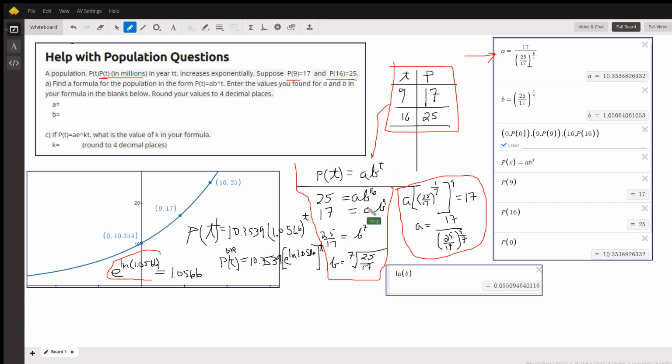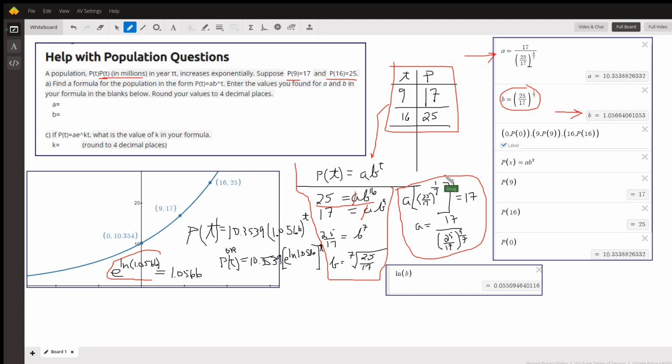Now we could solve one of these equations for a and substitute it into the other one, but when you have a situation like this, you can also do a division. If you divide this equation by the one below it, the a's cancel out, and you've got 25/17 equals b to the 7th. So b is the 7th root of 25/17, which is what this is right here. Looks like 1.0566 rounded to 4 decimal places.